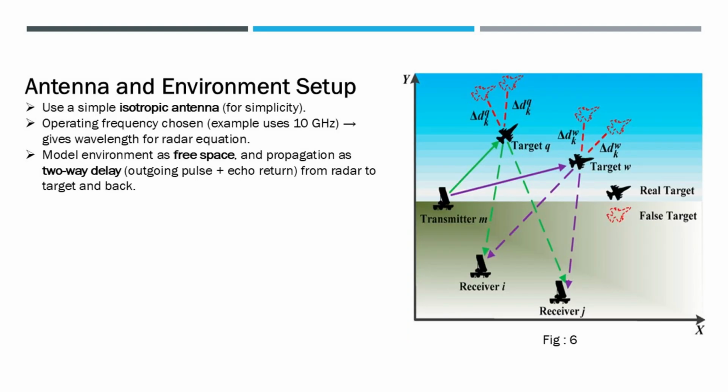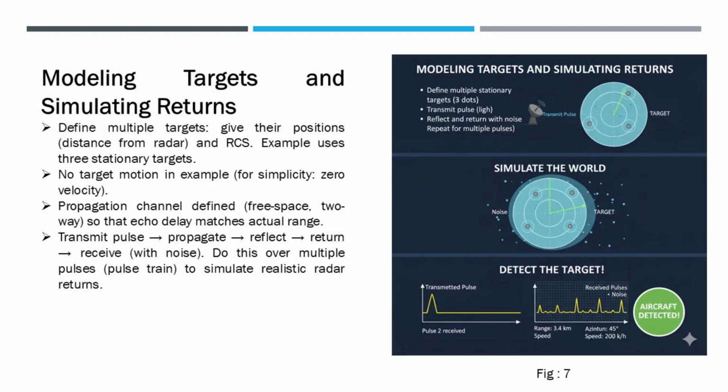Antenna and environment setup. Use a simple isotropic antenna for simplicity. Operating frequency chosen: the example uses 10 GHz, which gives the wavelength for the radar equation. The model environment is free space, and propagation is a two-way delay, the outgoing pulse plus the echo return, from radar to target and back. Modeling targets and simulating returns.